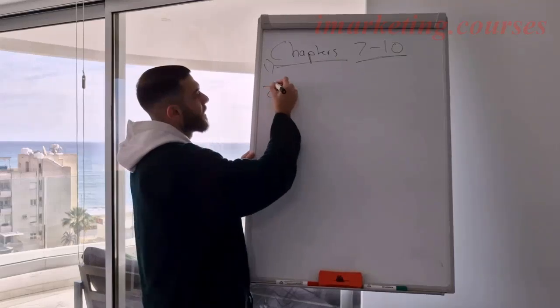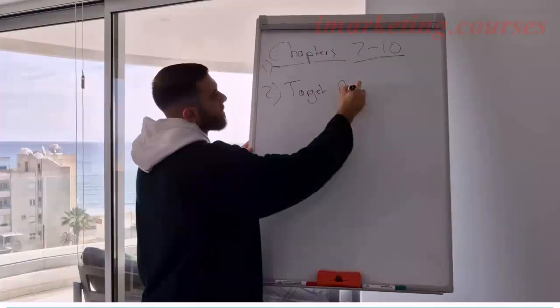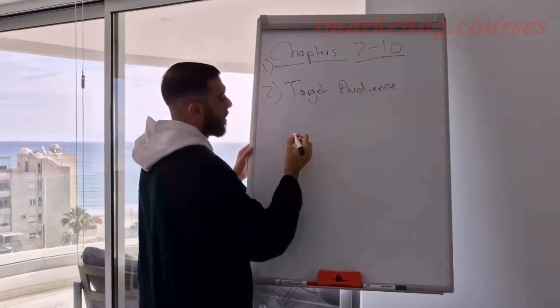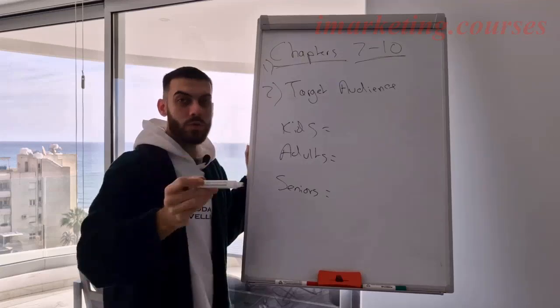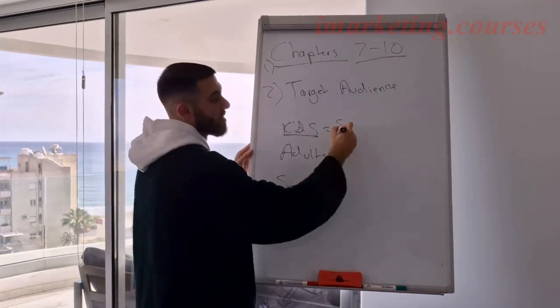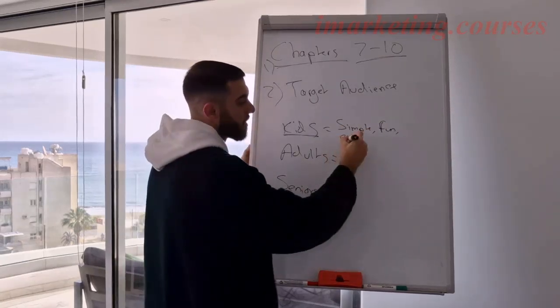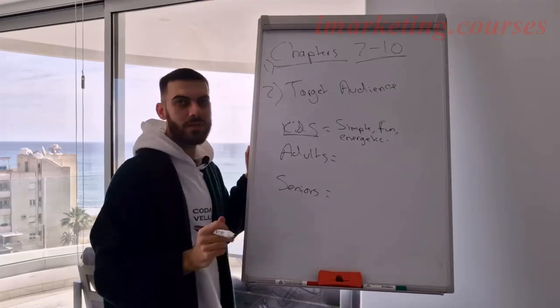The second thing you want to specify in your outline is your target audience. Why do you need to specify your target audience? Because if your target audience are kids or adults or seniors, what is the writing style that your ghostwriter needs to have in order to write for kids? Well, you need to specify that writing style, which is simple, fun, maybe energetic, because kids are not going to sit there and read boring books. They want nice, simple, short sentences, straight to the point.